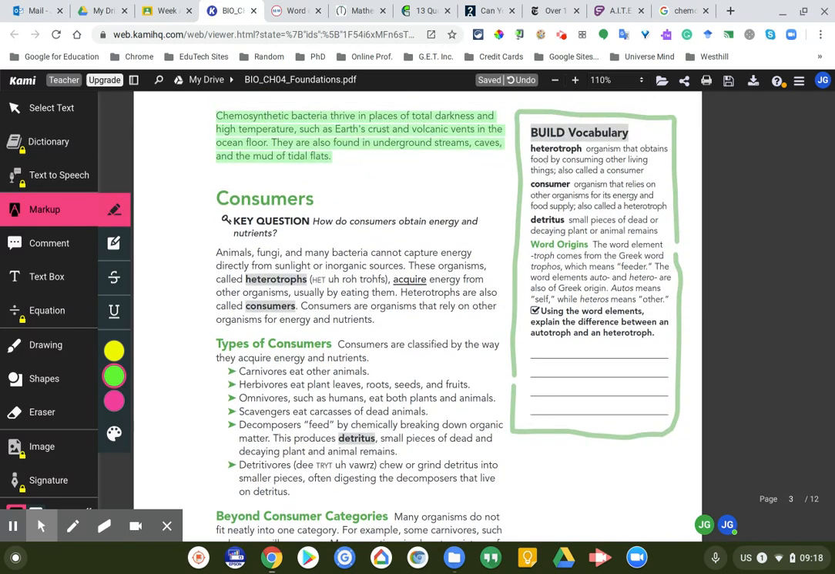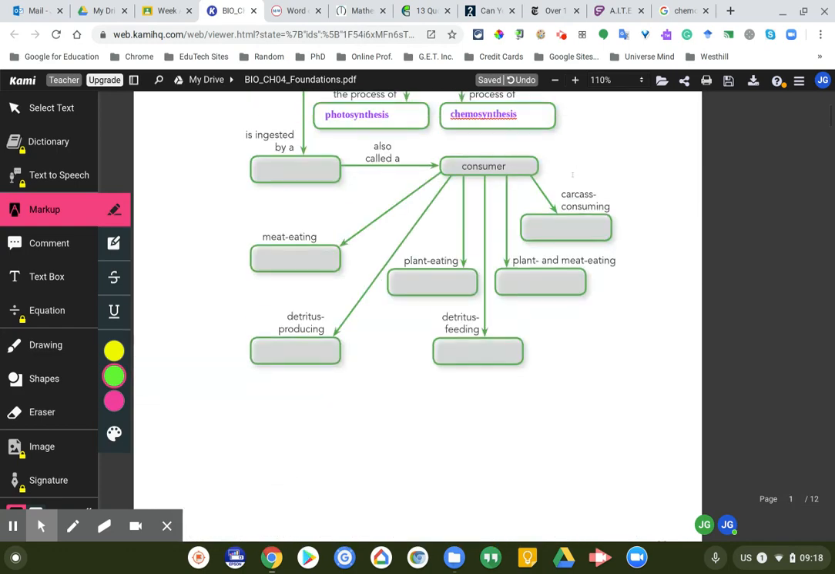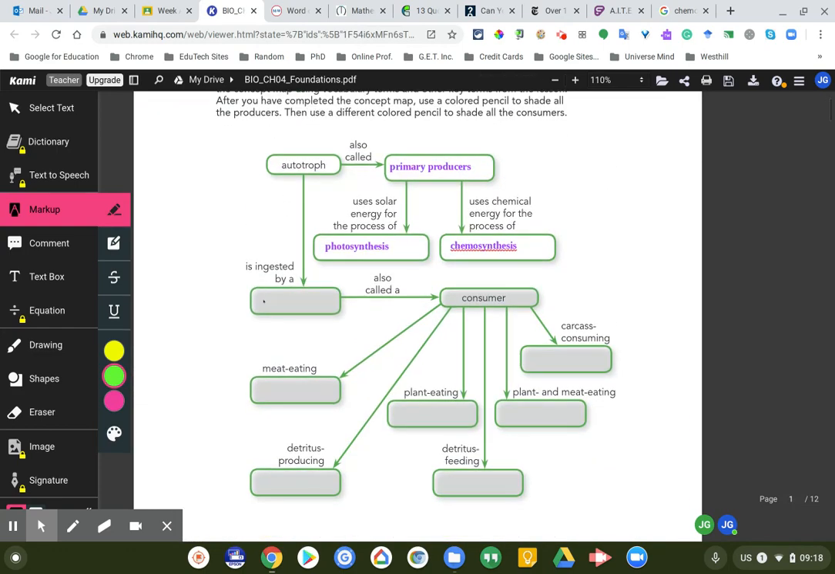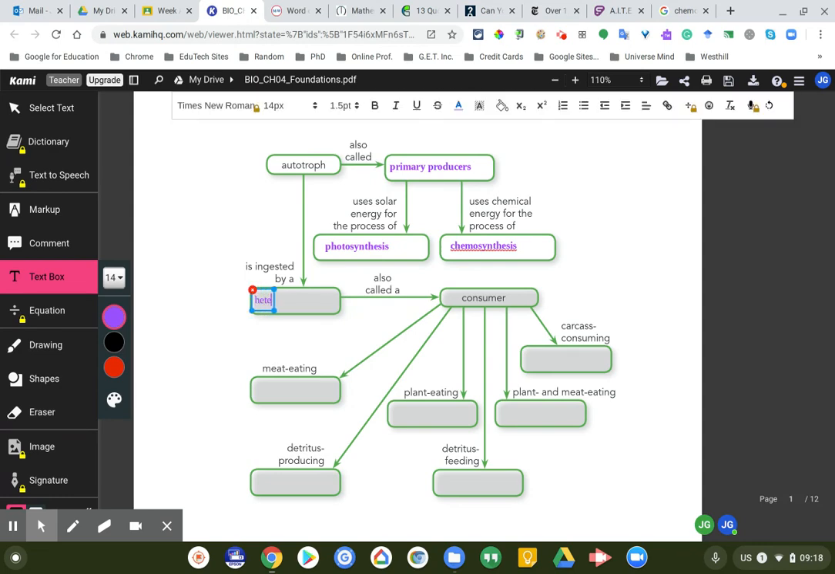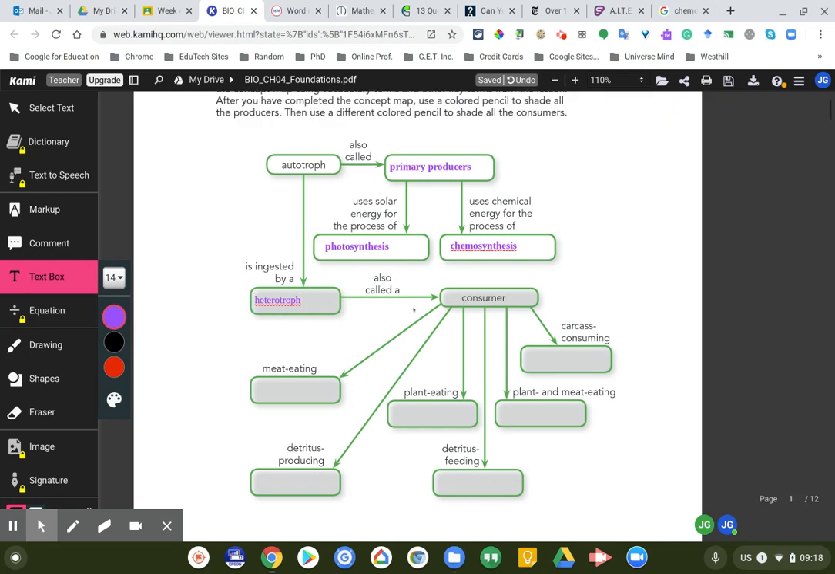Okay, let's build some vocabulary. Heterotroph. A heterotroph is an organism that obtains food by consuming other living things, also called a consumer. Because I just read that, and I also remember that I had this up here, an autotroph is ingested by a heterotroph, which is also called a consumer. That was the hint that gave me this. Heterotroph. Let me make sure I spelled it correctly. Yes, heterotroph. I did spell it correctly.